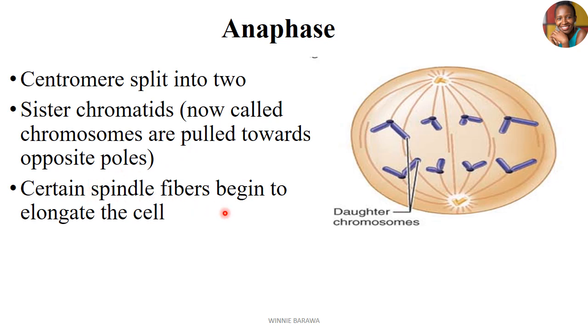So certain spindle fibers will now begin to elongate the cell, because as you're pulling the chromosomes to the opposite sides of the poles, we shall be elongating the cell and making it a bit longer in length than the original mother cell. So the anaphase stage is the splitting stage of our mitotic process.